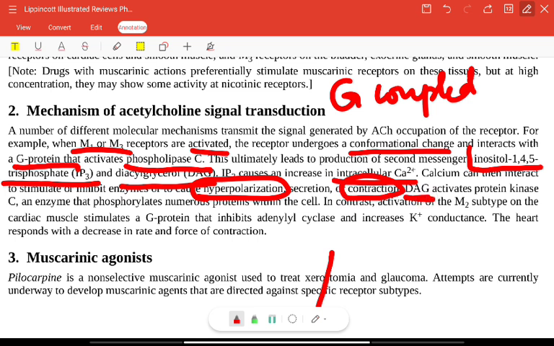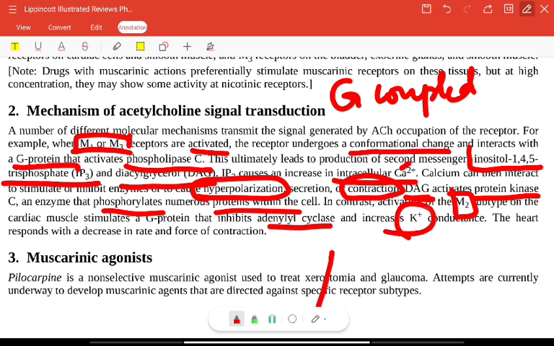Now DAG activates protein kinase, an enzyme, and that phosphorylates numerous proteins within the cell. Now this was about M1 and M3. What happens in the M2 receptor? M2 subtype is in cardiac muscle, so it inhibits adenylyl cyclase, which increases potassium.